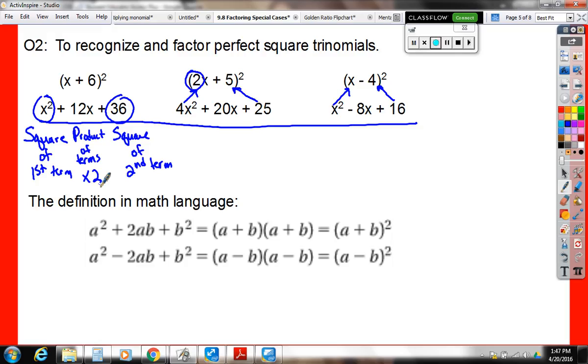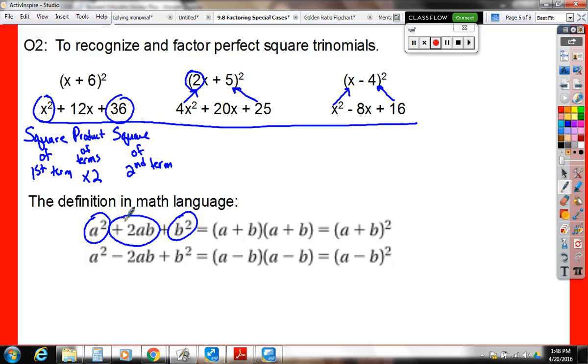If you were to look at this in your textbook, this definition with all the letters gives you the definition, I call it in math language, when they make it seem really complicated. It says a squared plus 2ab plus b squared is going to factor into a plus b times a plus b, which is the same as a plus b squared. Or if you have a negative sign, it's going to be negative. That's just telling you what we just observed. The first number has to be a square, the second number has to be a square, and the middle number has to be 2 times the product of the other terms.